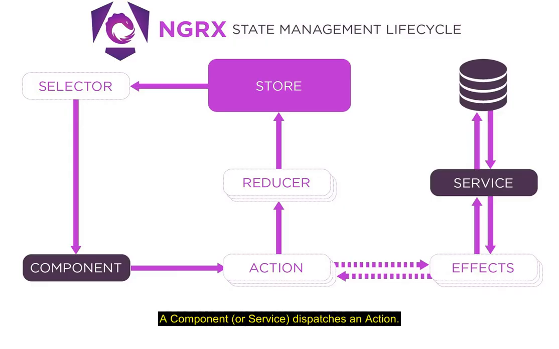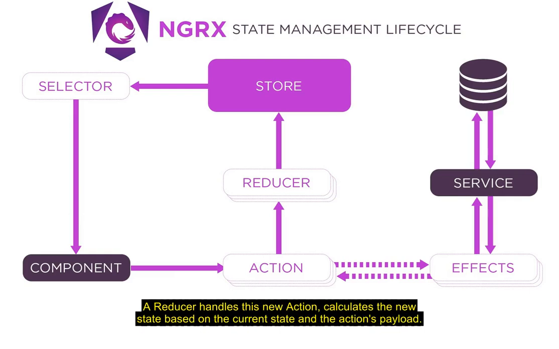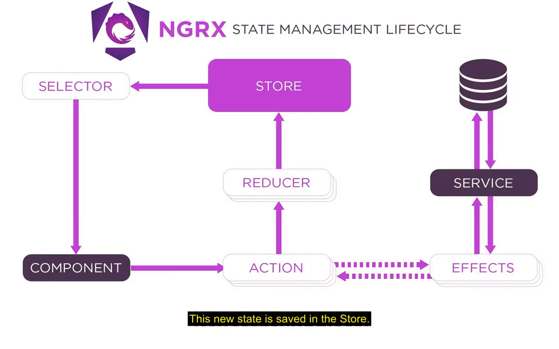So, the typical flow looks like this. A component, or service, dispatches an action. An effect might intercept this action, perform an asynchronous task, like an API call, and then dispatch another action, a success or failure action. A reducer handles this new action, calculates the new state based on the current state and the action's payload. This new state is saved in the store. Selectors emit this new state to any subscribed components. Components then update their UI based on this new state data.